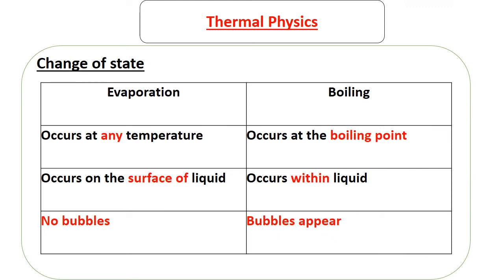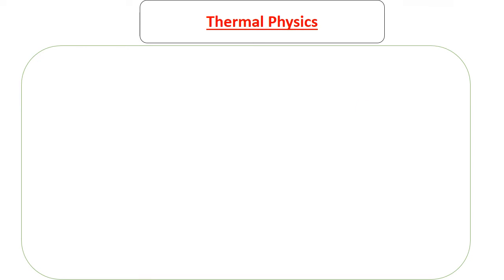Now we're going to cruise through the difference between evaporation and boiling. We sometimes interchange the terms. Evaporation occurs at any temperature, so something can't be boiling, but it can be evaporating. Boiling occurs only at the boiling point, which is 100 degrees Celsius for water. Another difference is that evaporation occurs on the surface of the liquid, the top part exposed to the atmosphere, while boiling occurs inside the liquid. That's where the bubbles start from. In evaporation there are no bubbles, while in boiling the bubbles appear.